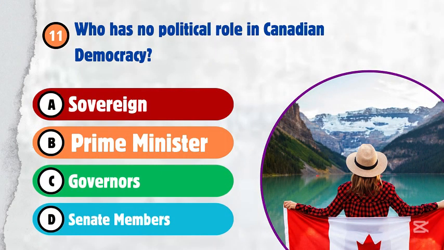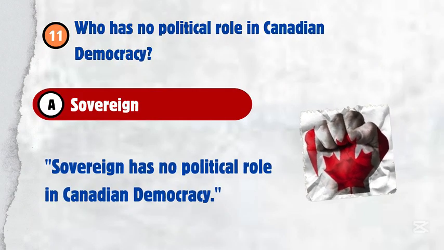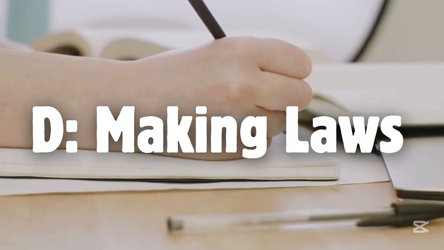11. Who has no political role in Canadian democracy? A. Sovereign. B. Prime Minister. C. Governors. D. Senate members. Answer: A. Sovereign. The Sovereign has no political role in Canadian democracy.